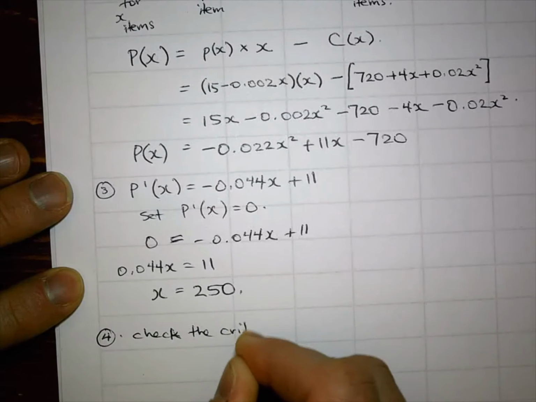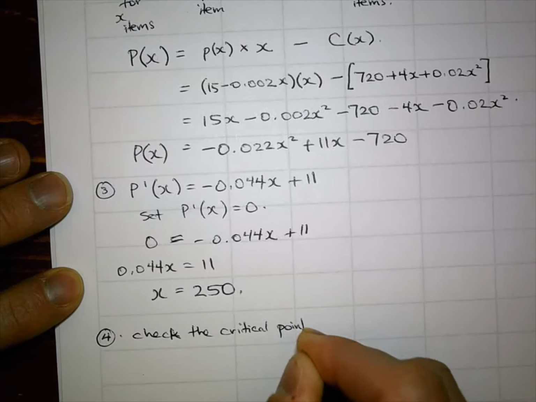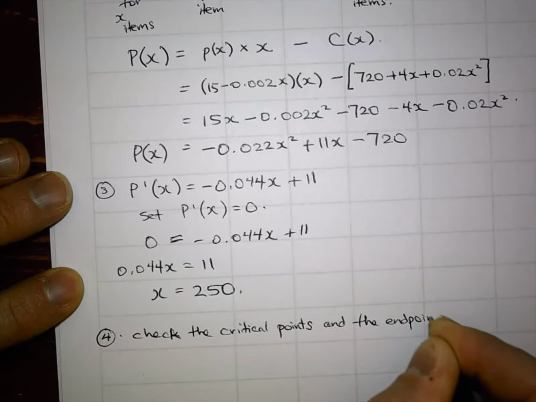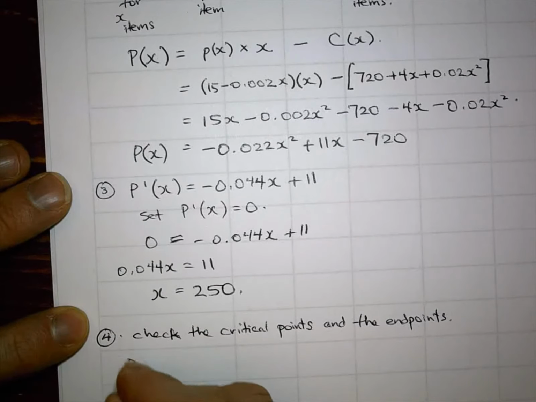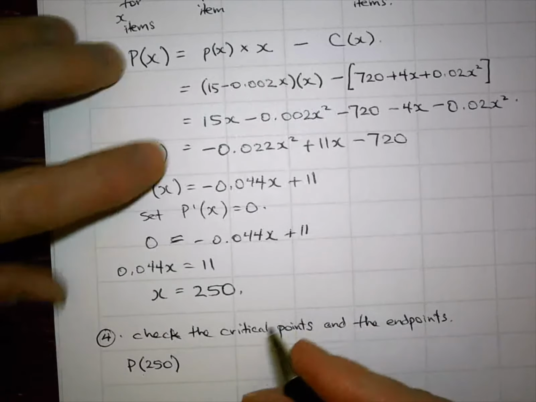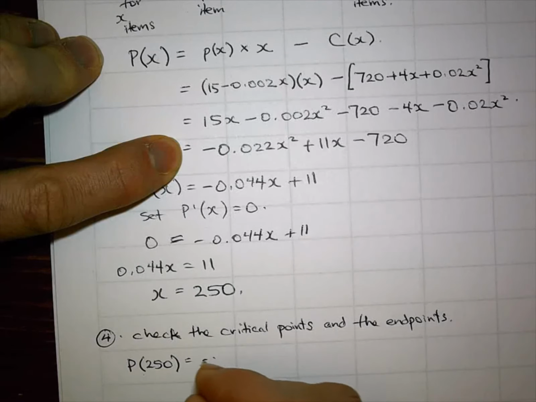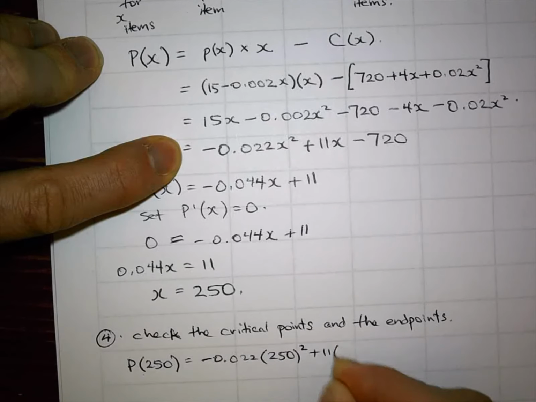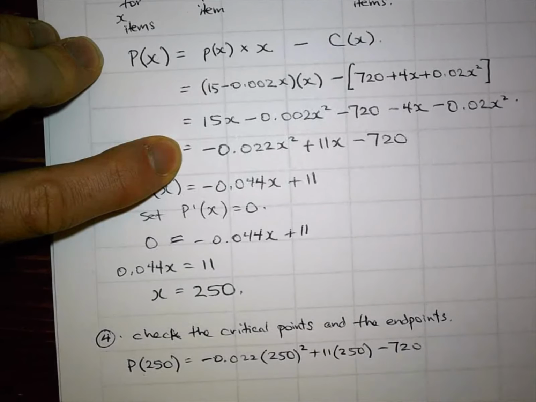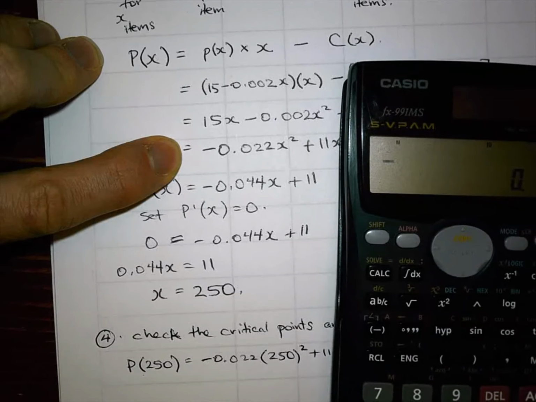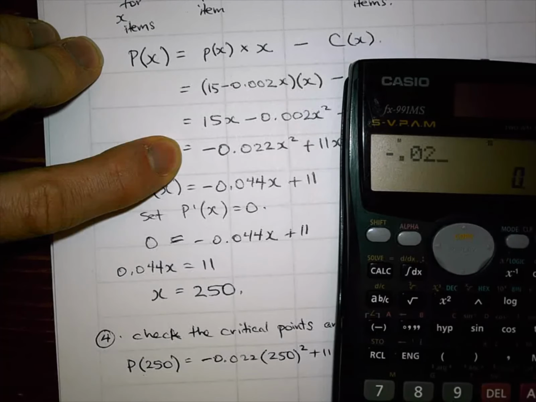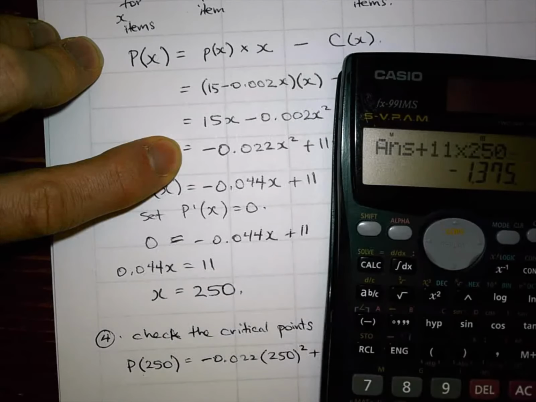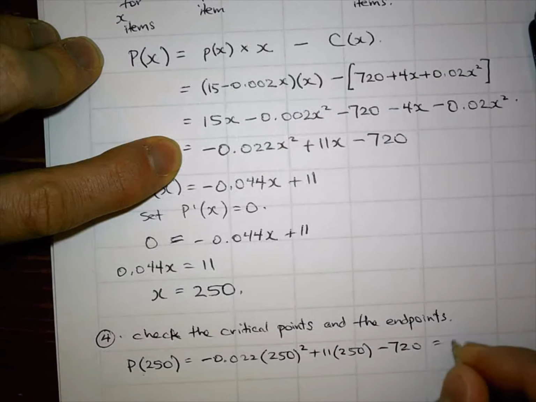So I'm going to check the critical points and the endpoints. So I have the profit at 250. There's my profit function. So that would be negative 0.022 times 250 squared plus 11 times 250 minus 720. That gives me 655.